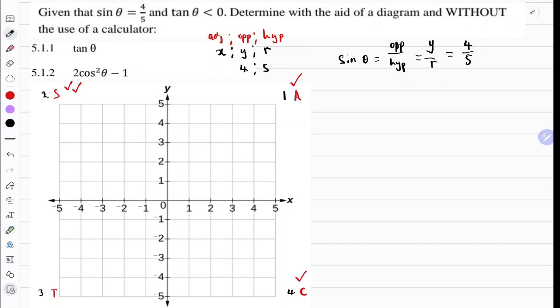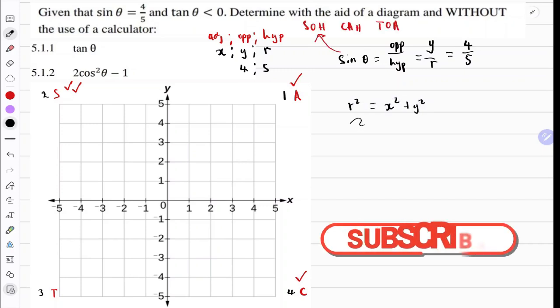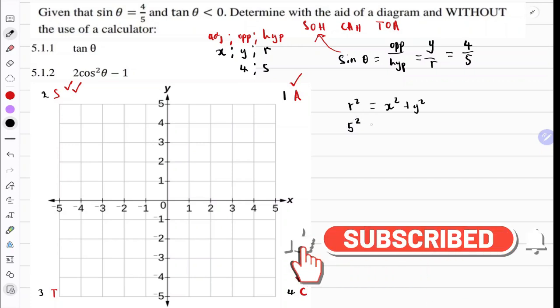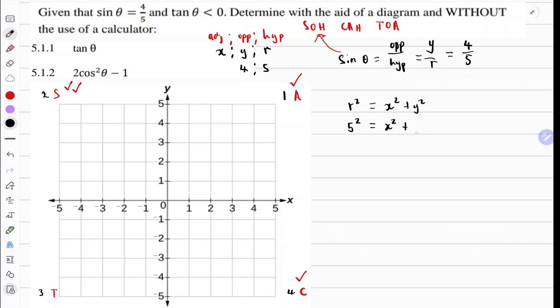So we can apply Pythagoras' theorem. We know that the square of the hypotenuse is equal to the sum of the squares of the other two sides. So we know the hypotenuse is 5 squared, x squared plus the opposite, 4 squared. So this is 25 equals x squared plus 16. So 25 minus 16 is equal to x squared. Therefore x squared is equal to 9.